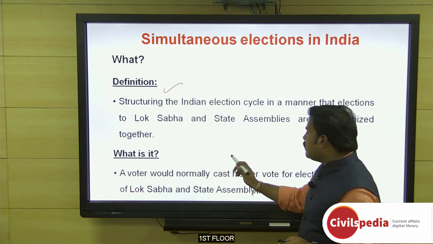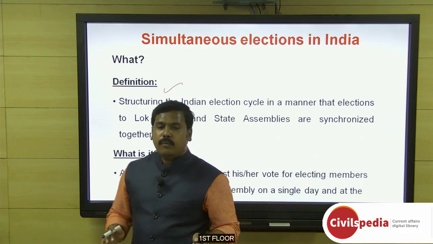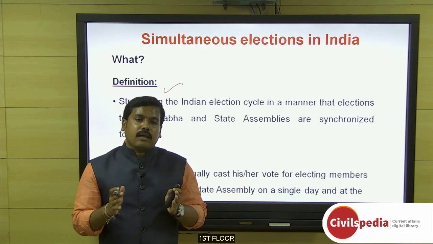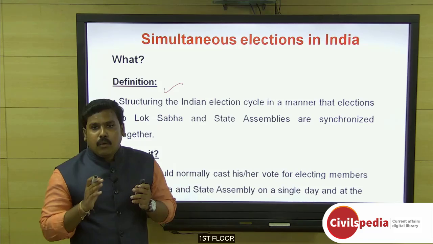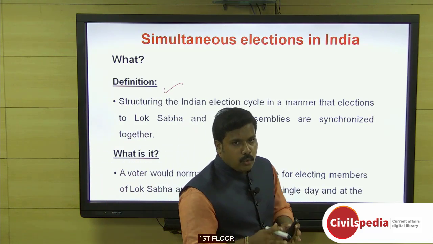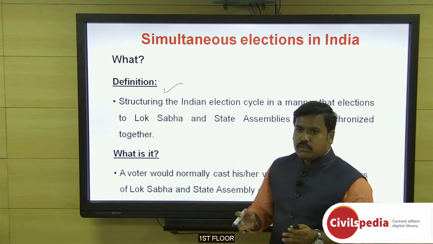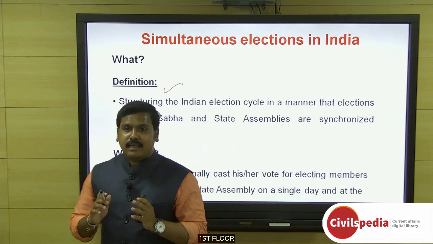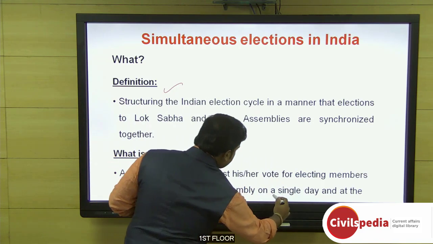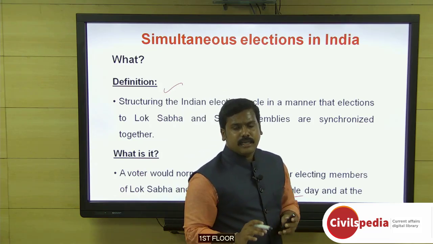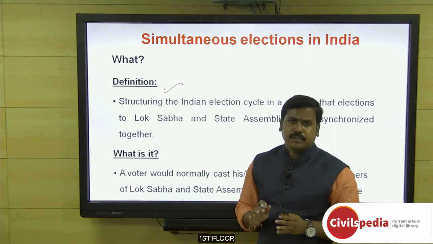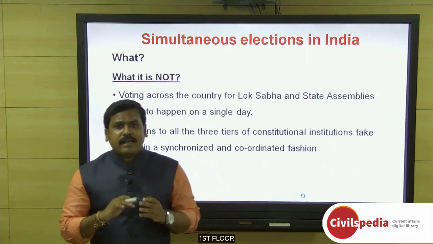So what exactly will it do? If a simultaneous election happens in India, a voter would normally cast his vote to elect members of the Lok Sabha and the State Assembly on a single day, at a single polling station. Now, what it is not.